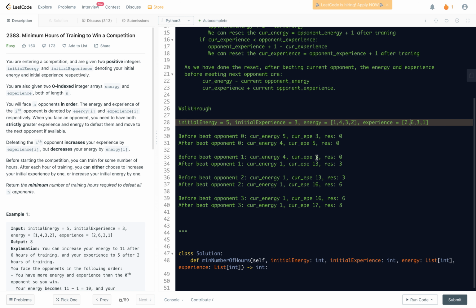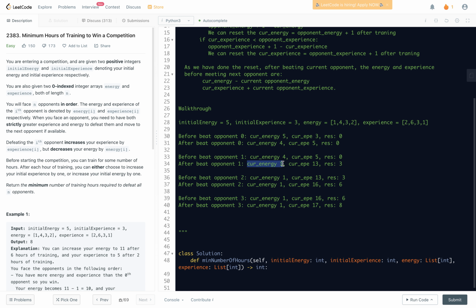So we need 1 hour of training to get energy level 5, and we need 2 hours of training for getting experience value of 7. 7 is larger than 6 by 1, right? So in total, we need 3 hours of training for beating this opponent, right? So that's the 3 here, right?